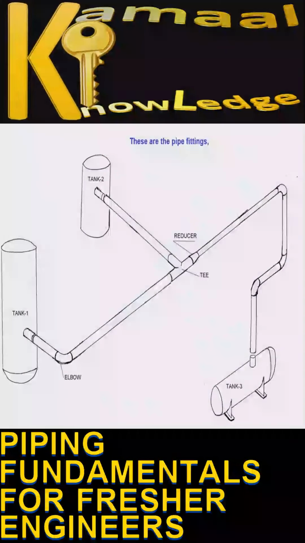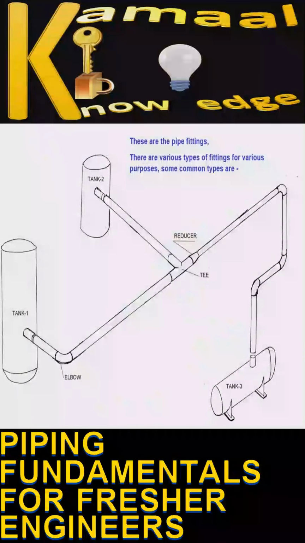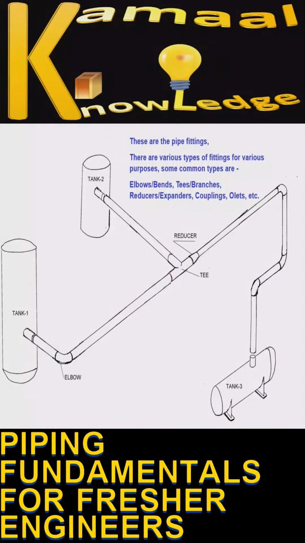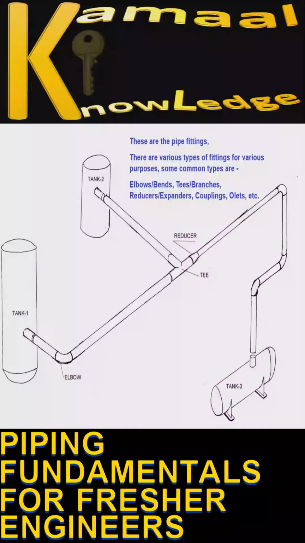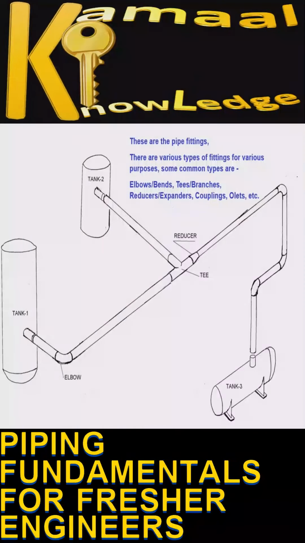These are the pipe fittings. There are various types of fittings for various purposes. Some common types are elbows, bends, tees, branches, reducers, expanders, couplings, eyelets, etc.